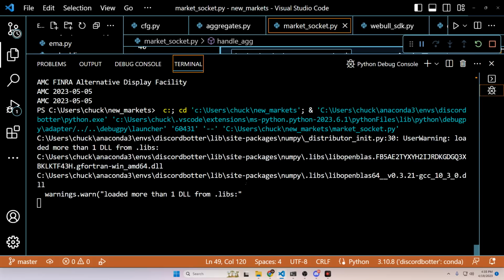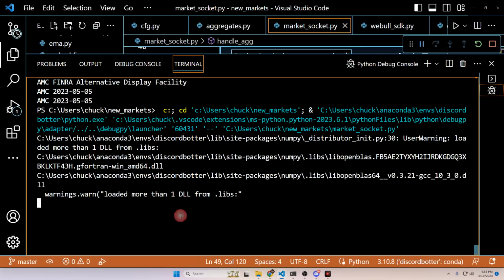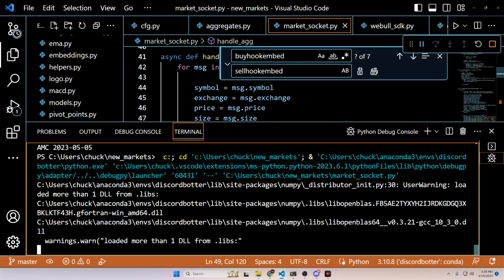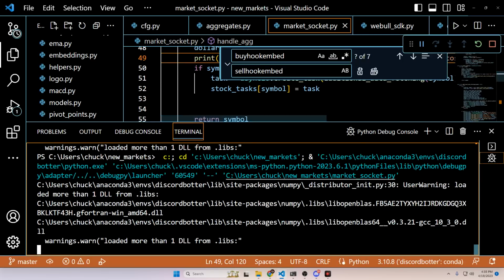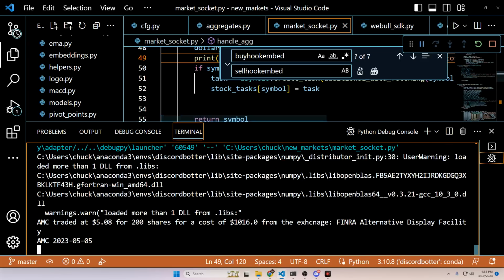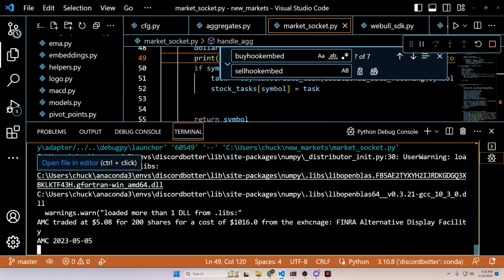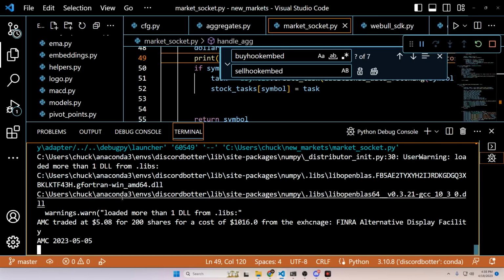And it is after hours, so keep in mind it is going to be moving a little bit slower than I would like. However, I mean, you can't really argue that the ADF's being used if you're seeing it being used with real-time data. So that SEC lawyer was full of crap. I swear they're in business to aid the crime, not prevent it. AMC traded at 508 for 200 shares for a cost of $1,016 from the exchange, FINRA Alternative Display Facility.